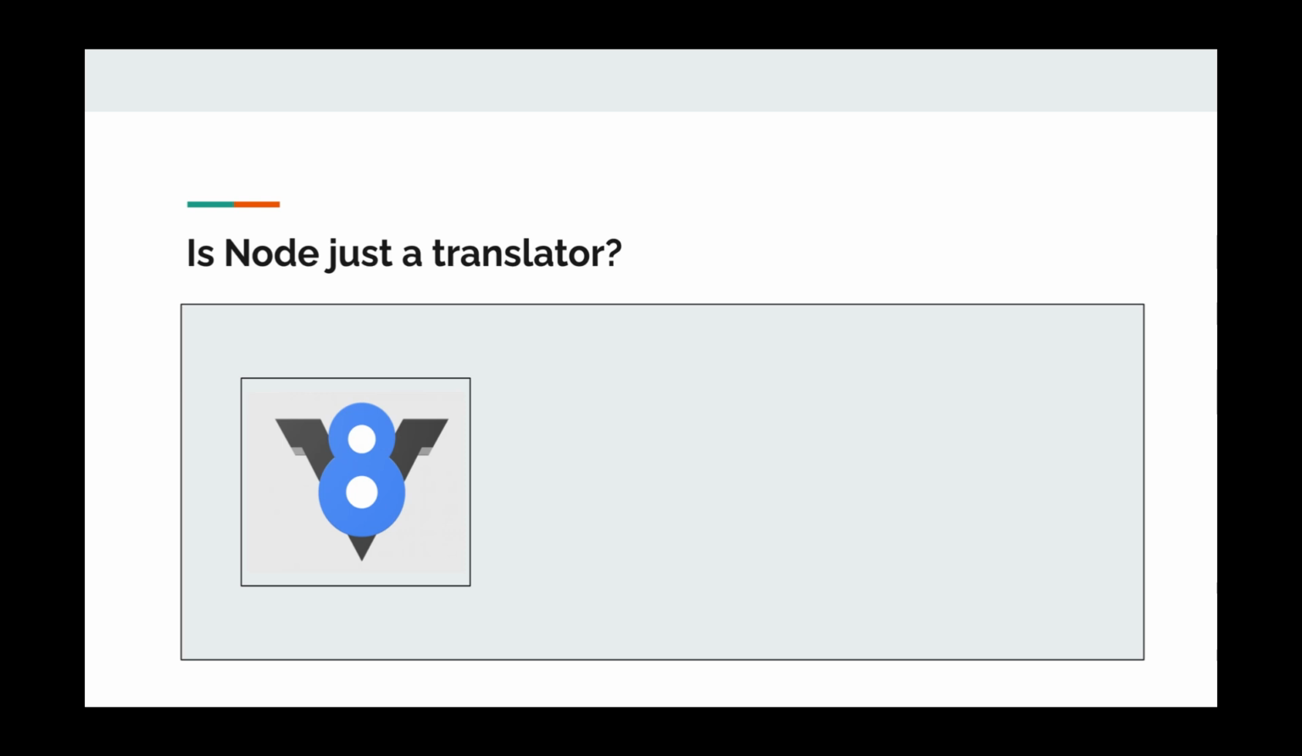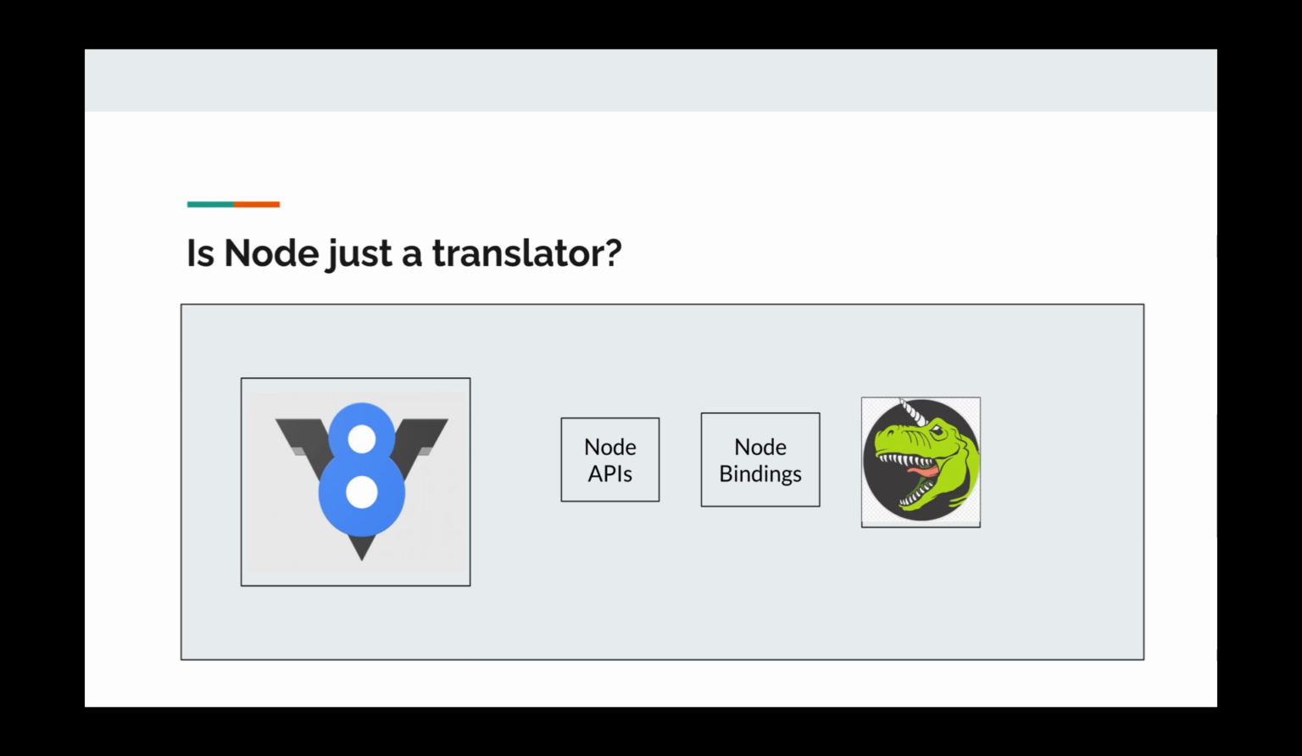But Node is more than just this translating. Node has other components like Node APIs. It provides a few APIs for us to consume. It also has some bindings, and it has this cool input output library, which we'll discuss in another video. So it has a lot of other things as well. It can do much more than just the translating part.